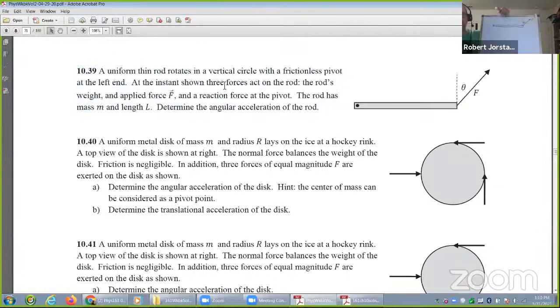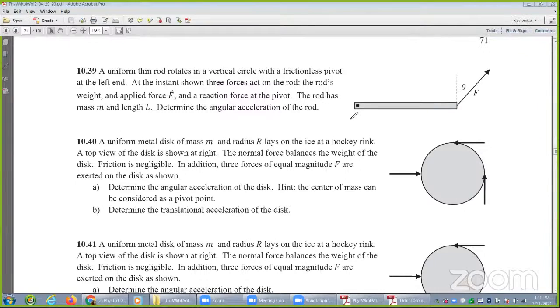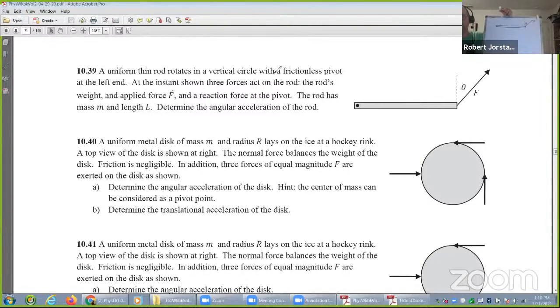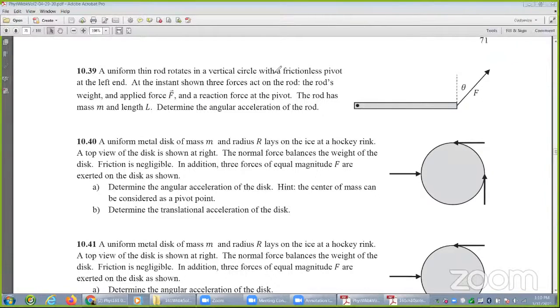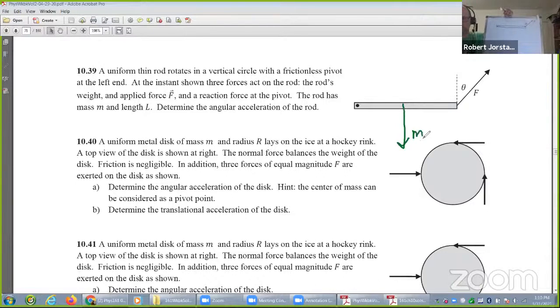Okay, so at the instant shown, 3 forces act on the rod. There's the rod's weight. Where does the rod's weight act on the rod? I would say at the tip, at the end point. Where, generally speaking, is the mass effectively? Oh, the center of mass. That's why we learned center of mass. So that's where mg gets drawn, right? mg is at the center of mass.